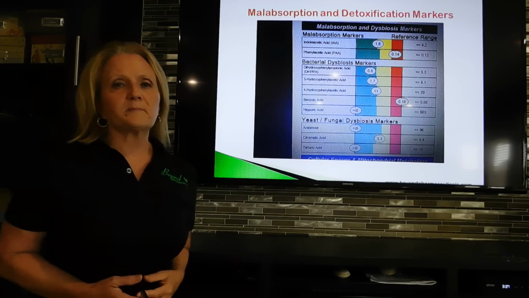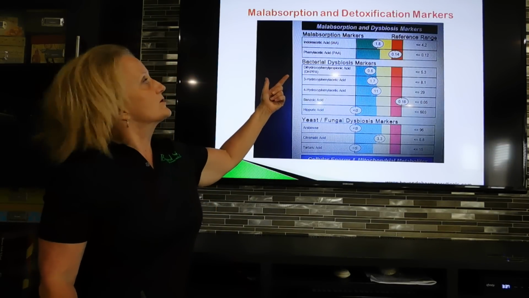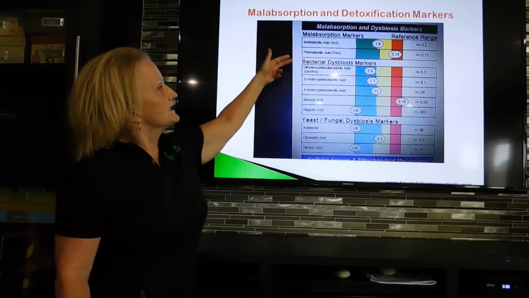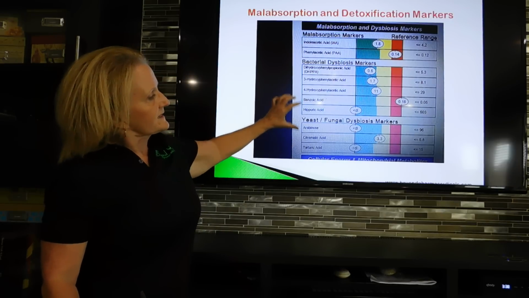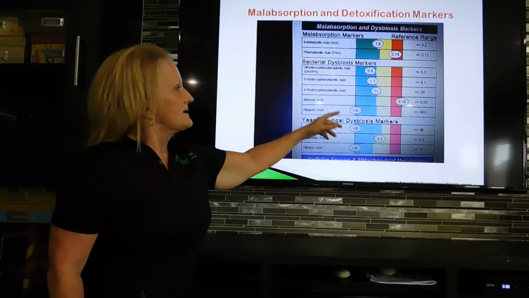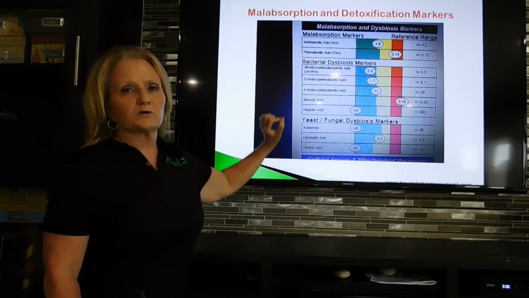Now, I like to start on page 7 of the Genova report at the malabsorption and detox markers. And from here, we can tell that she has some problems with malabsorption here. And then I look at the bacterial and the yeast markers, and they really don't look too bad. She has one marker for yeast that's borderline high. But the markers that concern me the most are this benzoic acid and hippuric acid.